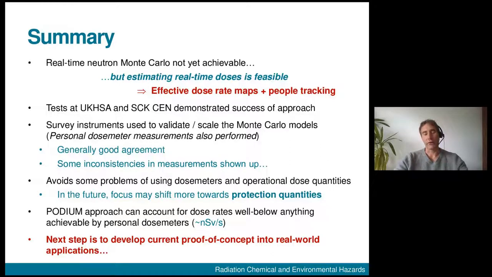And this again leads us towards some of the real power of the Monte Carlo approach, the Podium approach, that it will allow us to avoid some of the problems associated with dosimeters and operational dose quantities. And this is particularly interesting because it chimes perhaps with a more recent focus towards operational quantities. One thinks of ICRU 95, where the operational dose quantities are being based now upon protection quantities within that proposal. Okay, this maybe goes a step further and says, well, do we really need operational dose quantities in all cases?